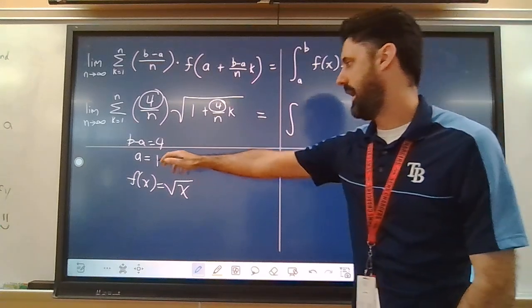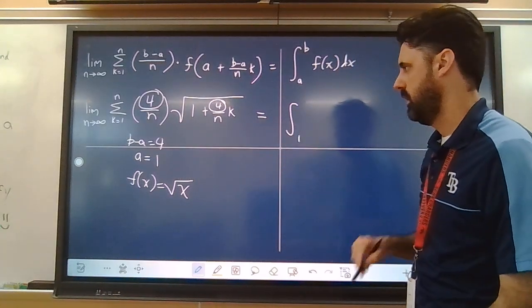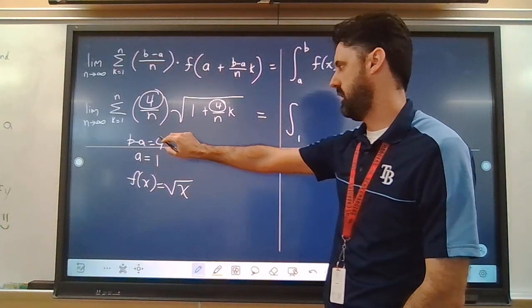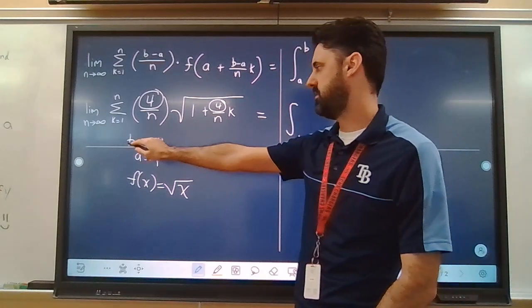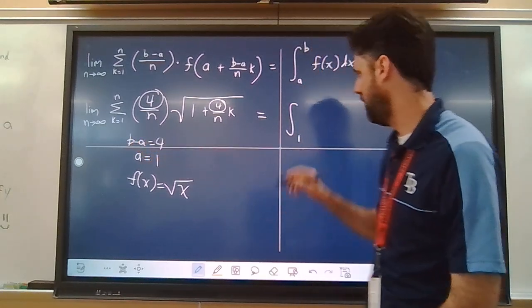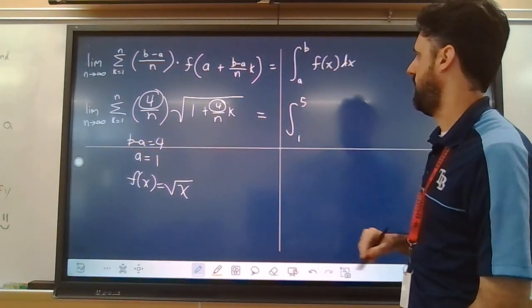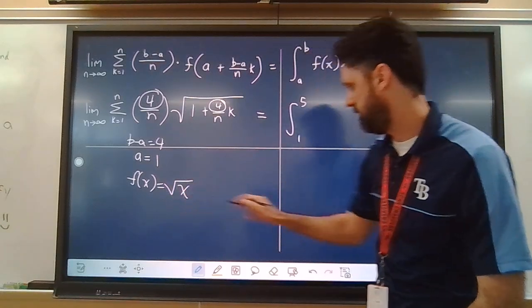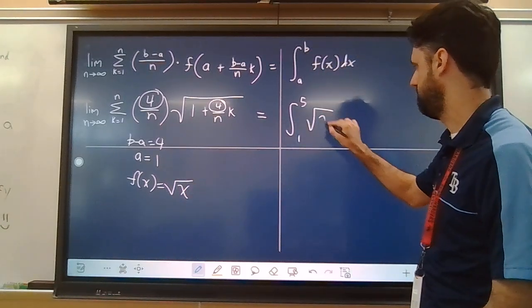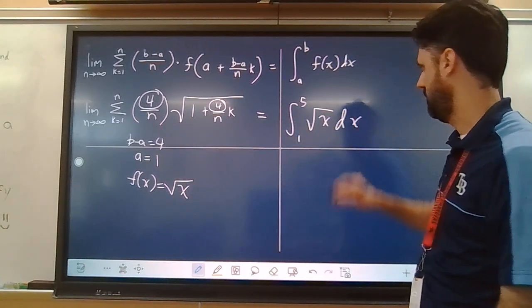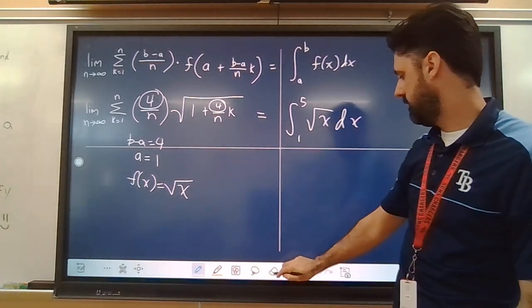Our lower bound, a, is going to be 1. Well, if b minus a is 4, that means b would have to be 5, since a is 1, so b is 5. And then we figured out that f of x is just the square root of x, and that's it. dx.